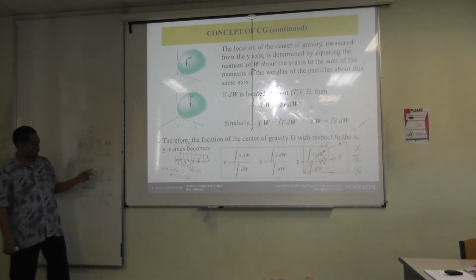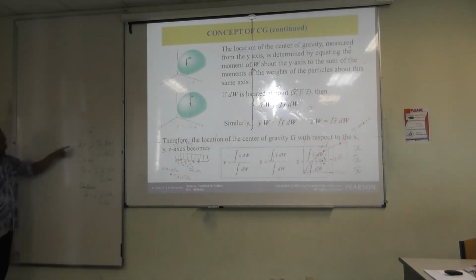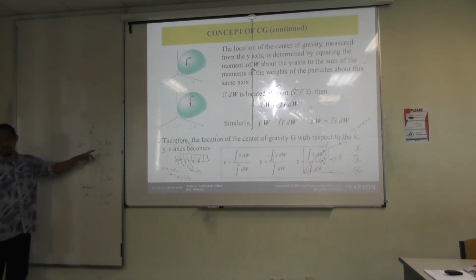Why is this equation like this? It is the concept of moment here. And if it's y, then y, z, z. If you memorize one, you can memorize the rest. It's just replacing y and z.